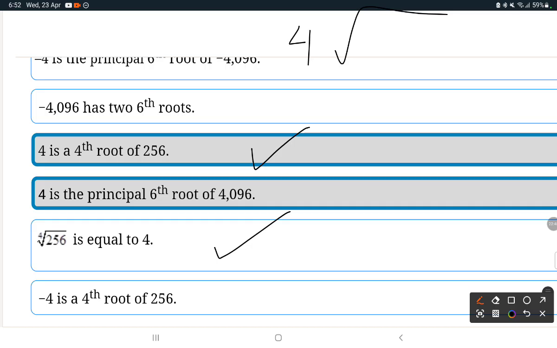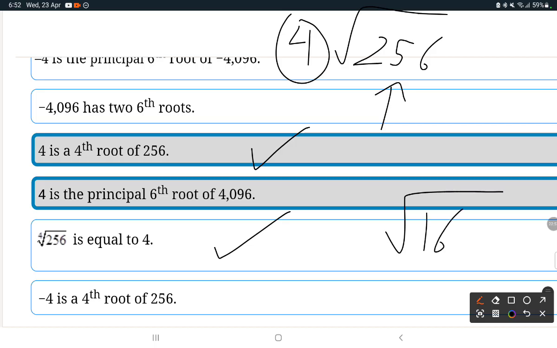Okay, so when you have an even index, you're going to have two solutions, and the number inside, of course, has to be positive. You're always going to have two solutions. This is also the same thing in radicals. Since, as I said, radicals are just index 2, it's even. So the root of 16, just like how it's going to be the root of 256.